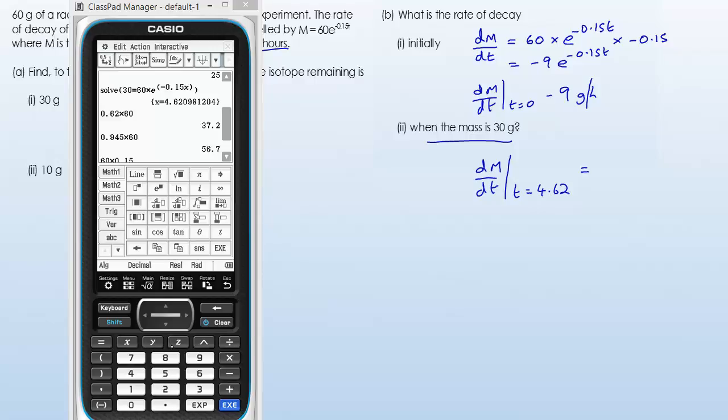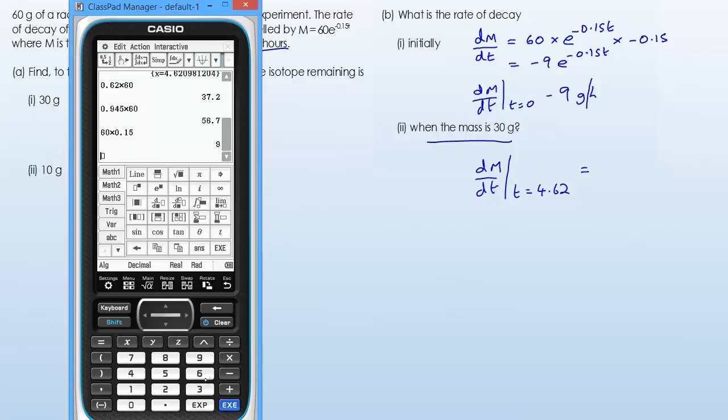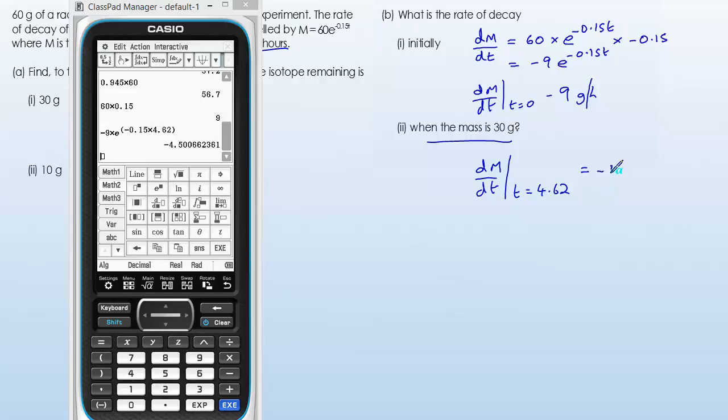And so we have negative, now I have to use the other negative at the start, always trying to remember that. So that's negative 9 multiplied by e^(-0.15 times t), which is the 4.62, and that's negative 4.5 grams per hour.